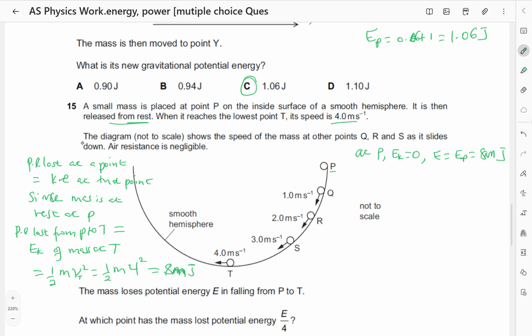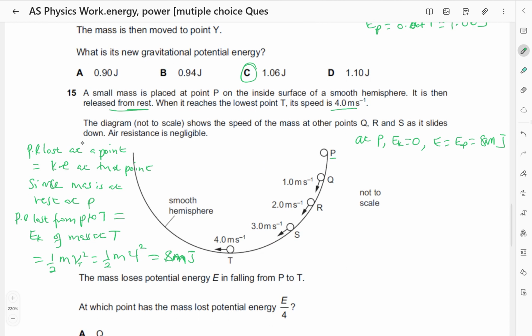So it means, when E... this question is: at which point has the mass lost potential energy E over 4? At which point has the mass lost potential energy, which is E over 4? Note that at T, it will have lost potential energy, which is 8m. So the total energy there was 8m.